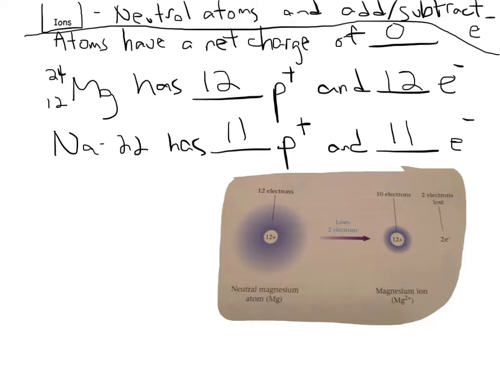Now let's take a look at this picture. Here is a magnesium atom. It's neutral. So in the center, try to think what that center part is called. This is the nucleus. In the nucleus, actually let me try this. I found these fun arrows. Let's see if they're as fun as I think they are.